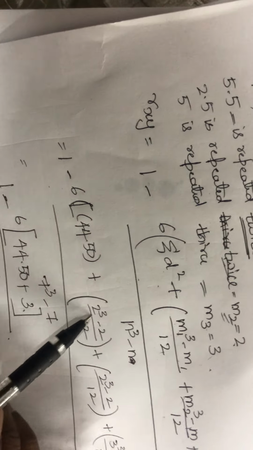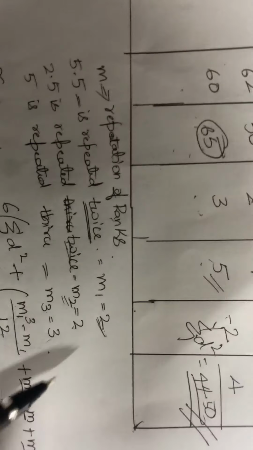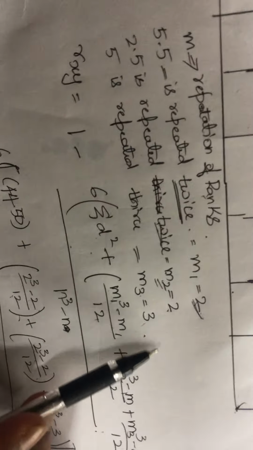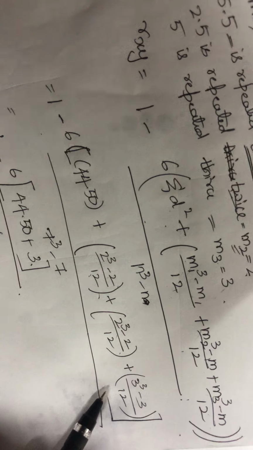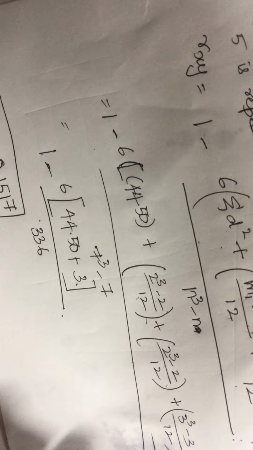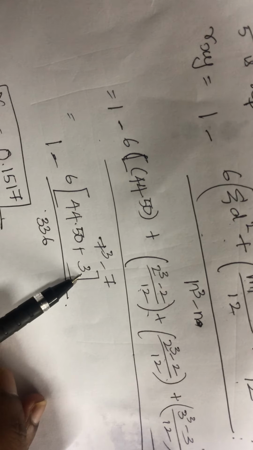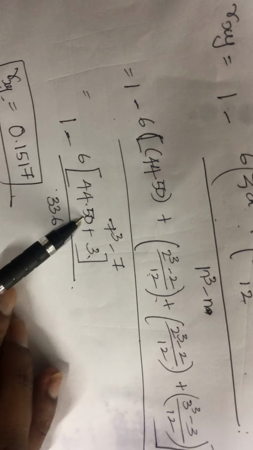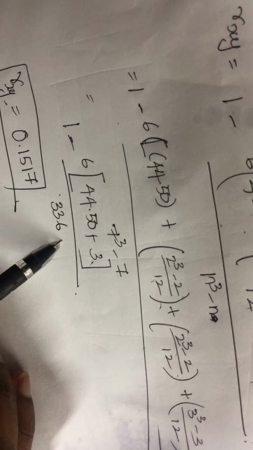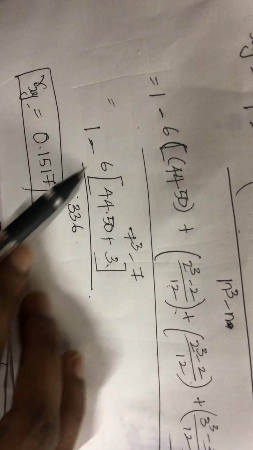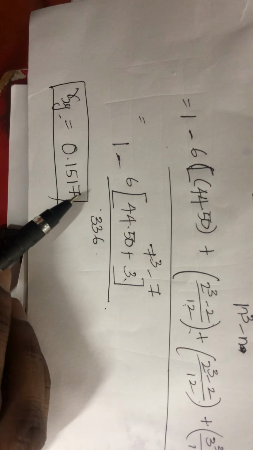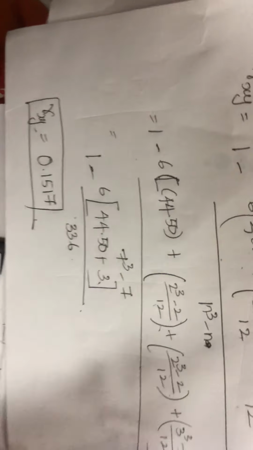2 cube minus 2 by 12 plus what is your m2? Again 2 cube minus 2 by 12. What is your m? 3. 3 cube minus 3 by 12. If I simplify all this factor, that becomes 3, 4. So let me add both: 44.5 plus 3 multiplied by 6 divided by 336. You will get some number that you subtract from 1. We will get the RXY as 0.1517.